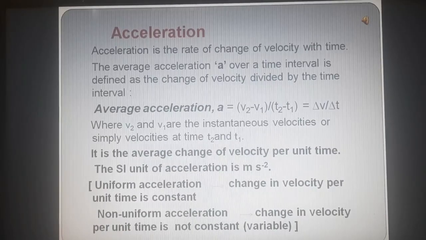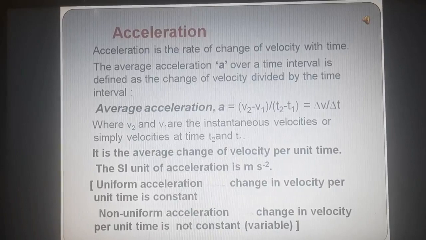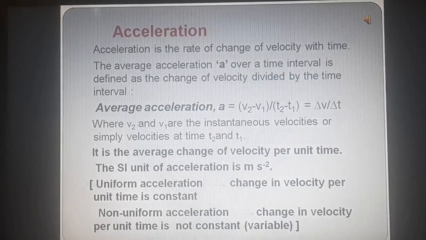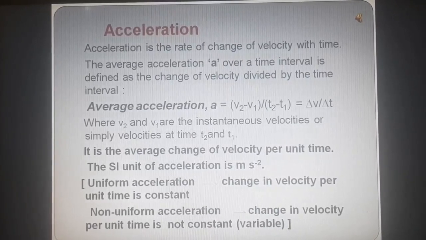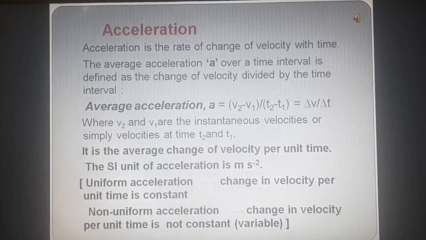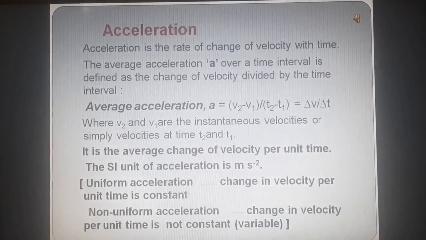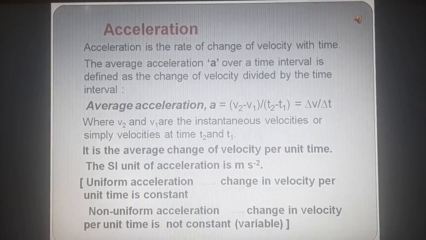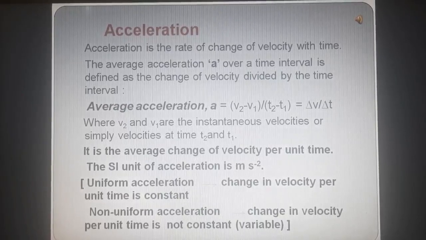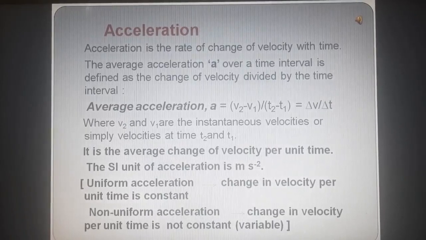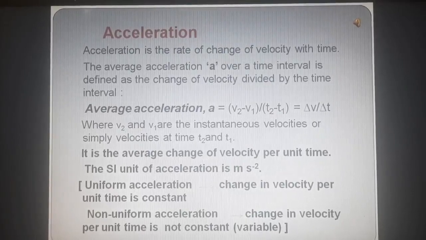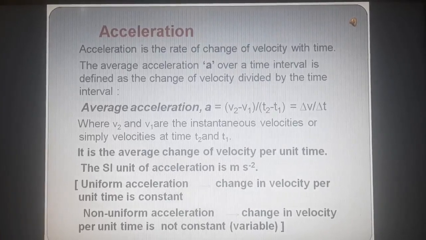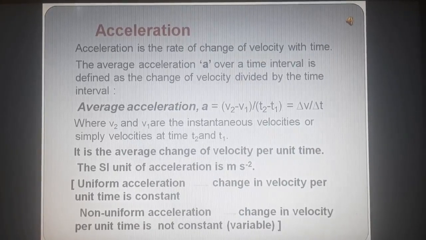Average acceleration a is equal to v2 minus v1 divided by t2 minus t1, which is equal to delta v by delta t. It is the mathematical expression of average acceleration, where v2 and v1 are the instantaneous velocities, or simply velocities, at time t2 and t1. It is the average change of velocity per unit time. The SI unit of acceleration is meter per second square. You have to notice this point.